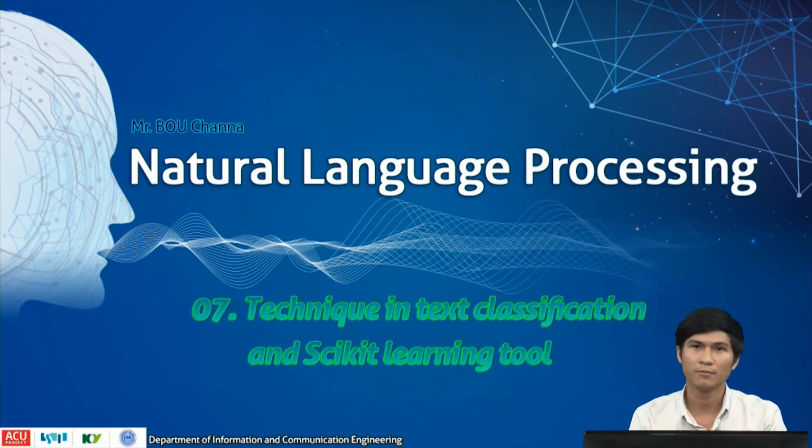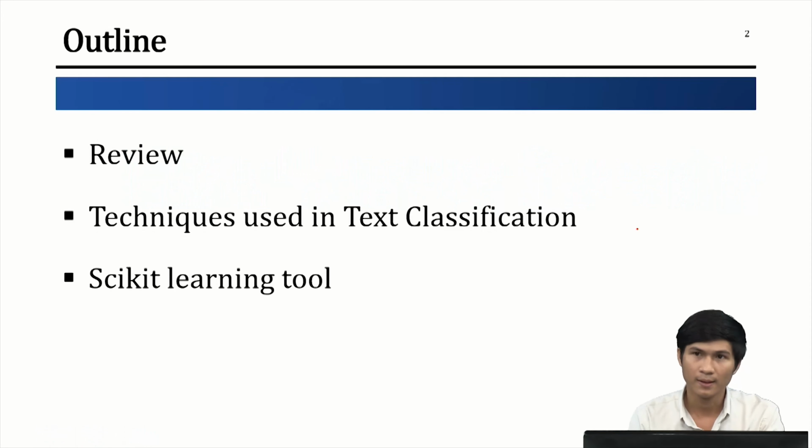Good morning everyone, welcome back to our natural language processing course, and today we will learn chapter 7, techniques in text classification and scikit-learn tools which can be used to perform these techniques. And here is the outline of this lecture. Firstly, we will review some important parts from our previous lectures, and next we will present the techniques which are used in text classification along with the tool called scikit-learn.